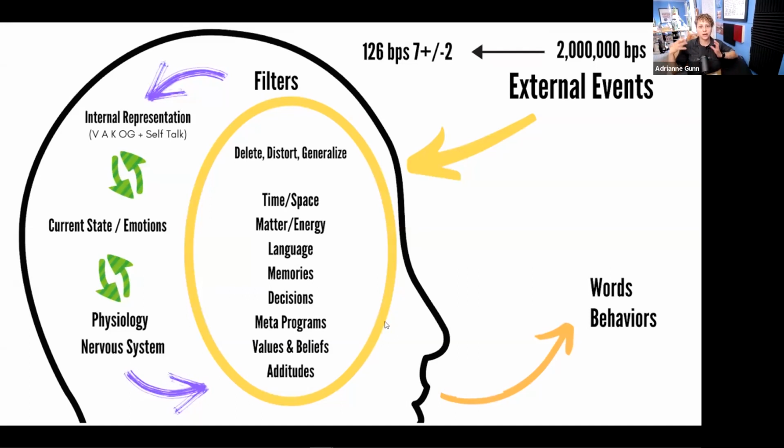Our brains have all these filters, right? And one of the processes that happens before information floods through our filters is that we delete, we distort, and we generalize the information coming in. And you can hear that in the language that we use. And the meta model is a decoding model that is based off of Virginia Satir's work.